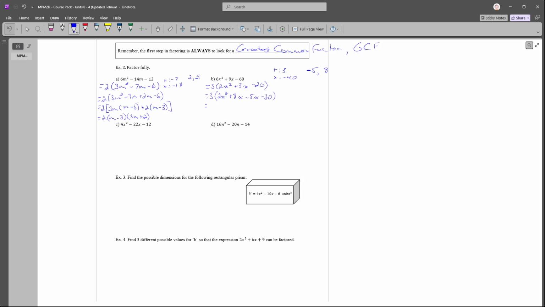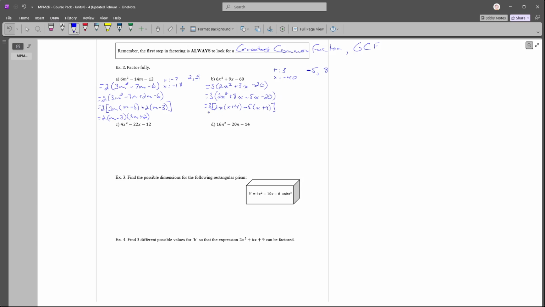Okay. Now, here come the square brackets. So 2x squared plus 8x. I can definitely factor out a 2x here, and that's going to become x plus 4. And then over here for the minus 5x and minus 20, I can factor out a minus 5. And this is going to become x plus 4.